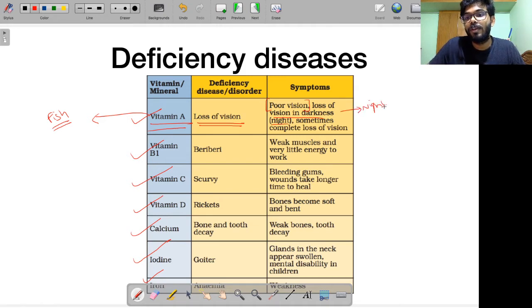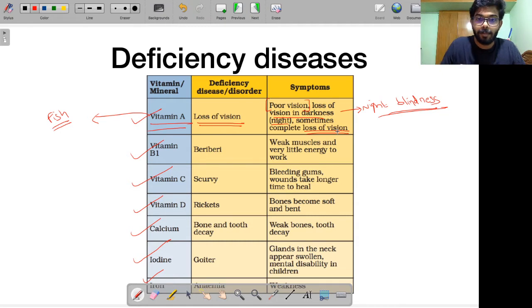A lot of movies have been made using this concept, right? During the night, you lose sight of everything. That is night blindness. Okay. Sometimes it could also result in complete loss of vision. That means completely you are not able to see anything anymore. Okay. This is what happens when you have a deficiency of vitamin A.